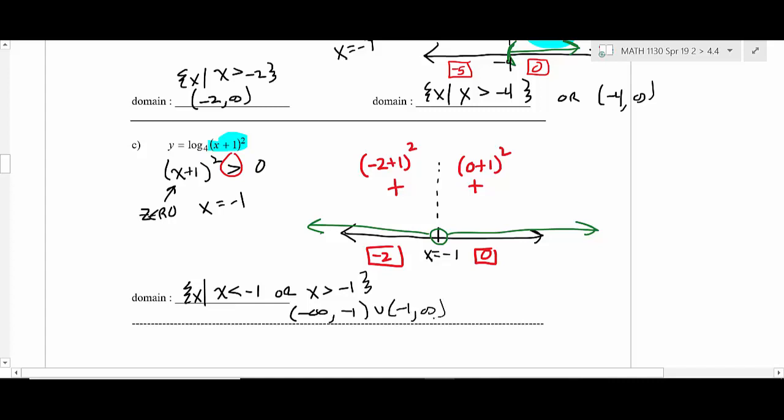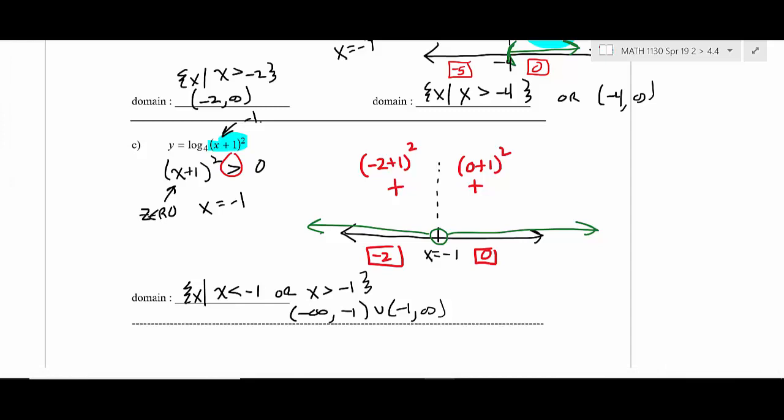Okay, and that one would just be the only number that doesn't work is -1, because if you plugged in -1, you would really be doing the log of 0. You can't do the log of 0. You can't do log of 0 or log of a negative number.